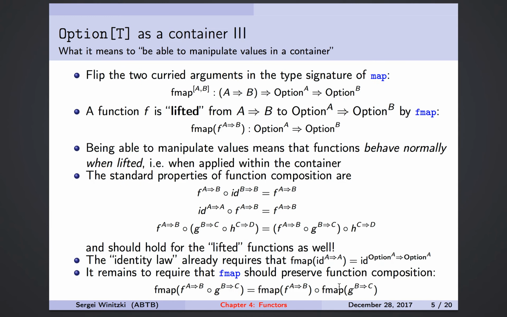Now the second requirement is that we want to be able to manipulate values, and that requirement is about how you would manipulate using different functions. So you apply one function and then you apply another function. So what will happen then? Now to see what happens and to formulate that requirement, which we haven't yet formulated clearly, it's easier to flip the arguments in the type signature of map.